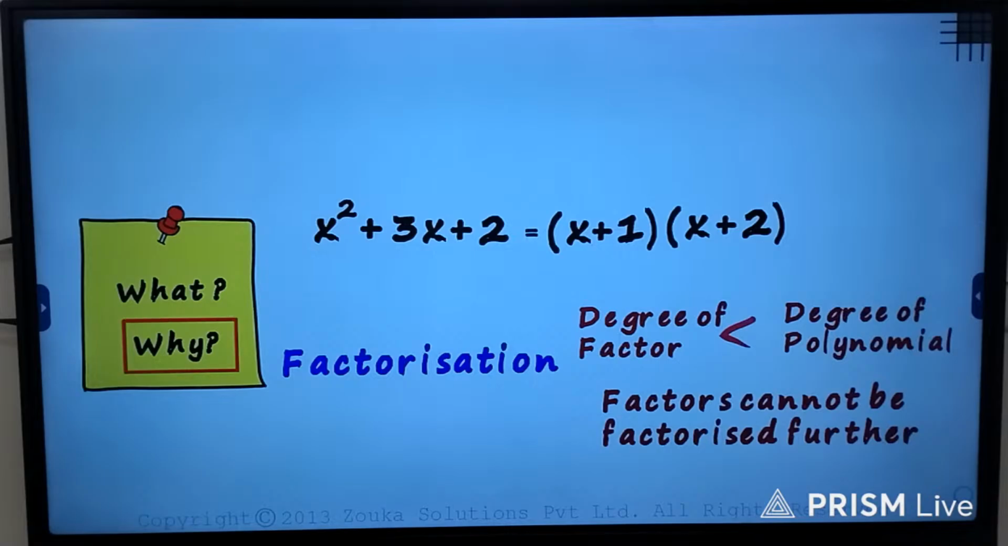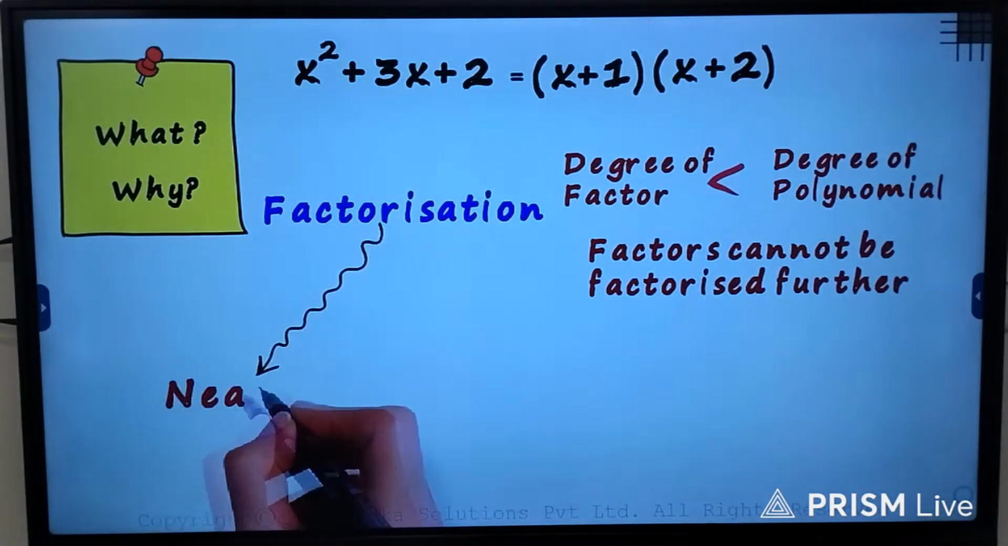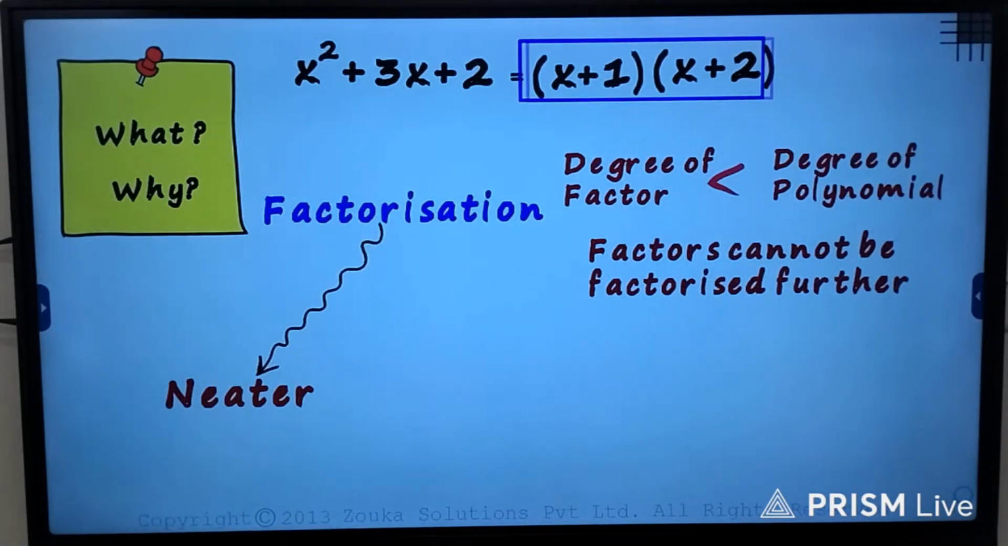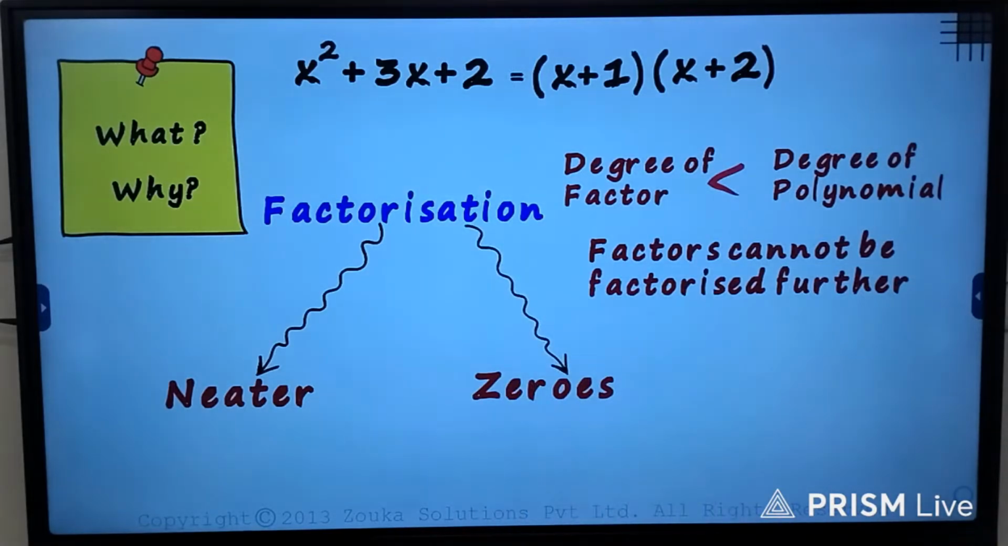What about the second question? Why do we factorize? Is there any reason? I think it looks neater. Look at the right hand side and compare it with the left. It definitely looks cleaner and more organized than the original polynomial. The second reason is interesting. Sometimes it gives us the zeros of the polynomial. What do zeros of the polynomial mean? Zero of the polynomial is a number when substituted in place of x gives us the value of the polynomial as 0. How does factorization help us get the zeros of the polynomial?